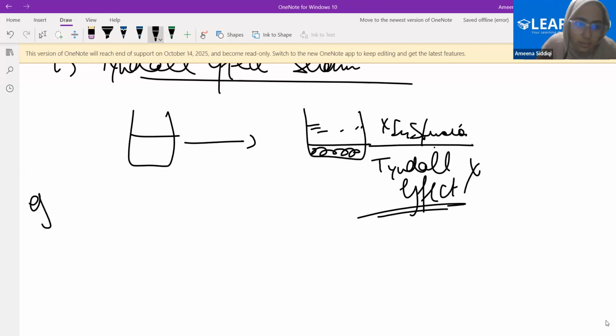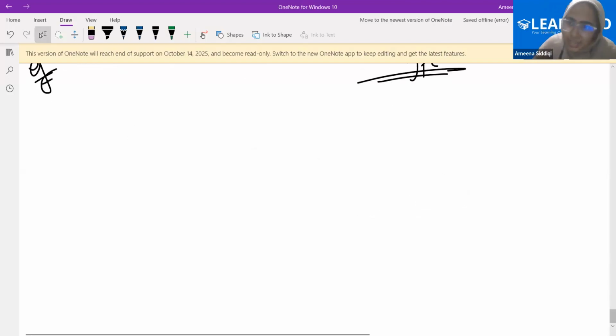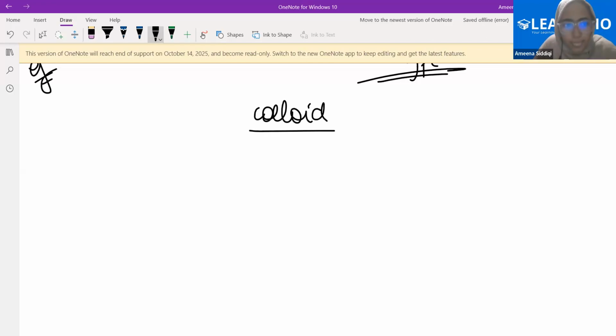And what are the examples here? Chalk powder plus water, chalk mud plus water. All of these are examples of suspension. Fine. The third, any confusion in the suspension part? No, ma'am. The third is the colloid or the colloidal solution.